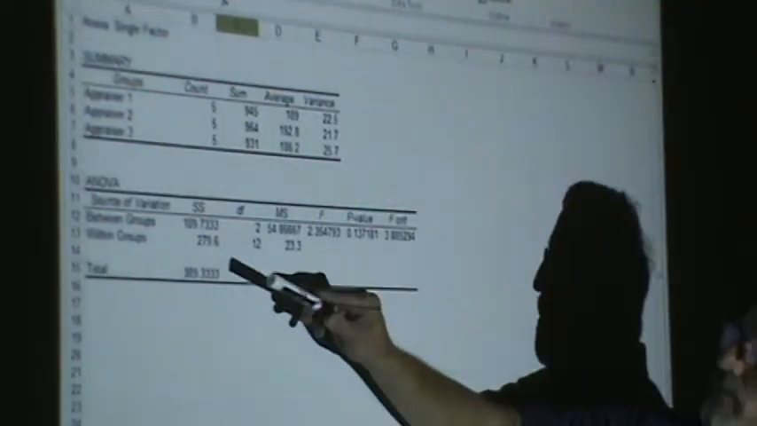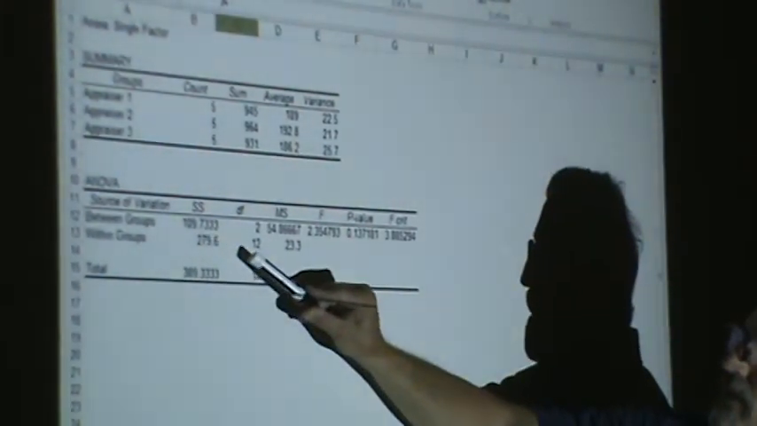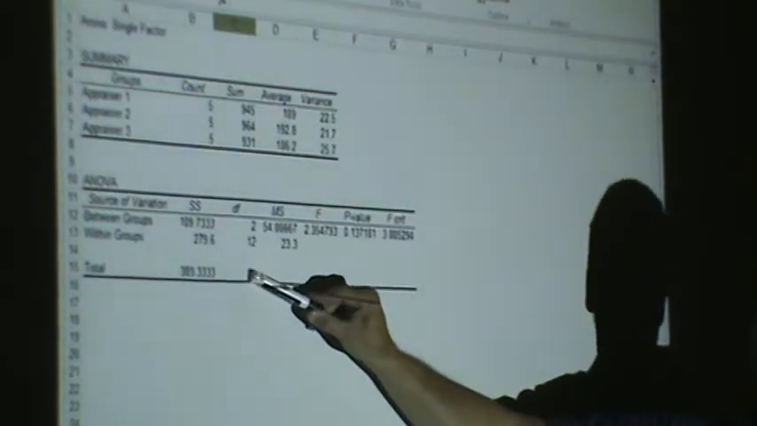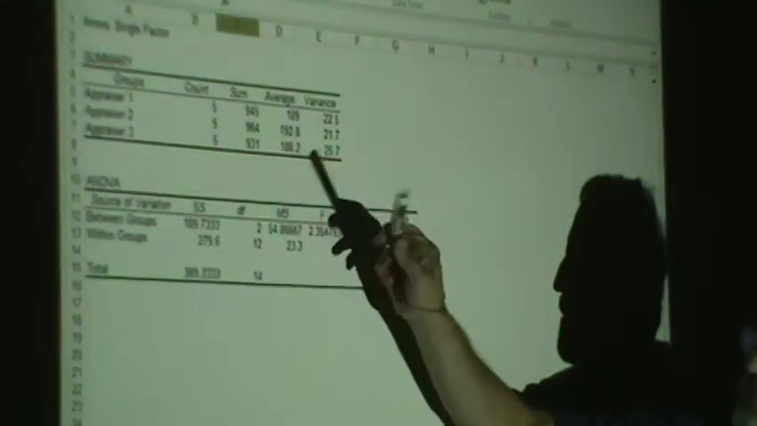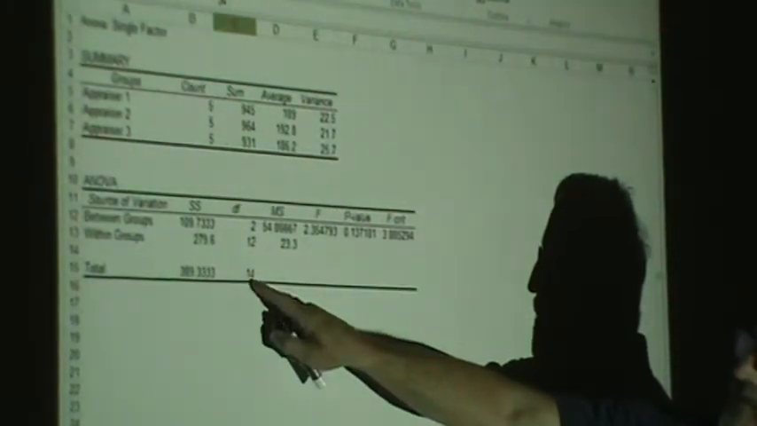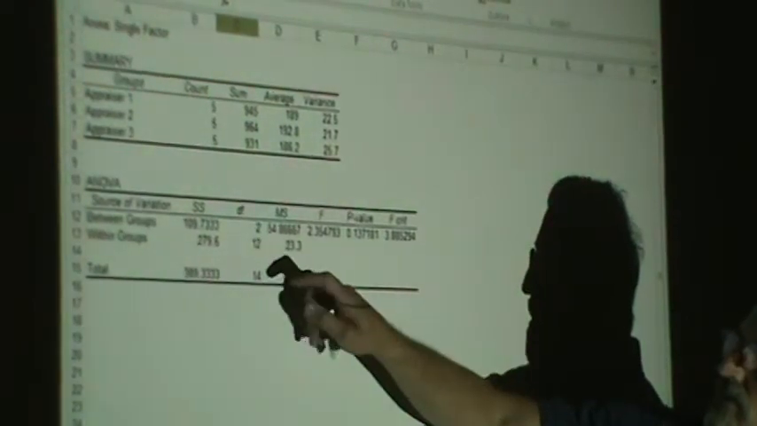So if you just do the same single factor ANOVA here, I got the group names there. So remember, this is between the appraisers. This is the error within the appraisers. There were 15 total data, three appraisers, 5 houses each. So you can see that's 15 minus 1. There were 3 appraisers, that's 3 minus 1. That minus that is that.